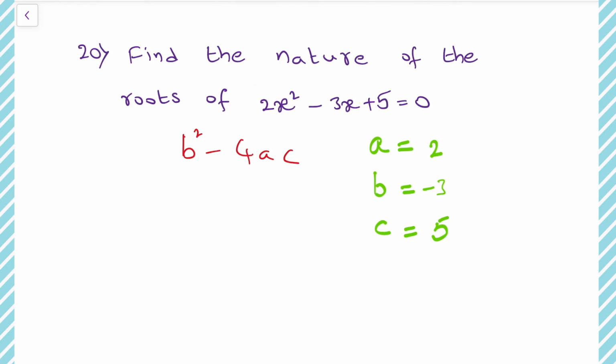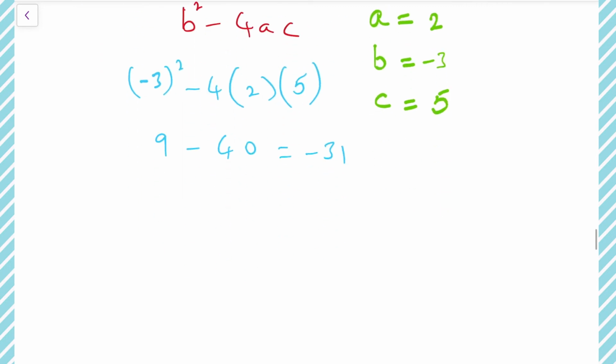The formula to find the nature of the roots is b square minus 4ac. So b is minus 3, whole square, minus 4 into a value 2 into c value 5. Minus 3 square is 9, minus 4 2s are 8, 8 5s are 40. 9 minus 40 is minus 31. So here minus 31 is less than 0. So if the b square minus 4ac value is less than 0, then the nature of the roots is imaginary.